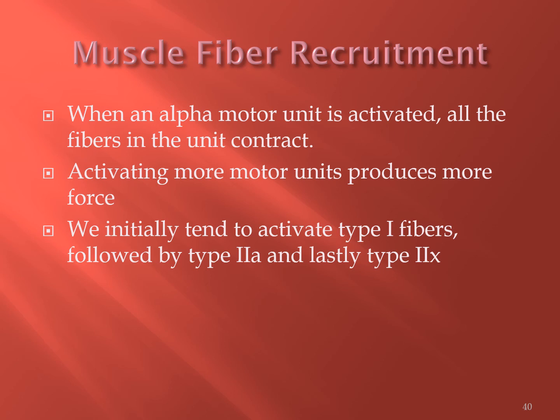Okay. So in order to generate more force, we can activate more motor units. So we can have more factories go to work in order for us to produce more force or to make more pizzas or whatever we're doing. Initially we want to activate type 1 fibers first. So we're going to activate those slow twitch fibers first, followed by type 2A, and then lastly type 2X. So slow twitch are activated first, type 2 are activated second. That's the order in which muscle fibers are going to be recruited.